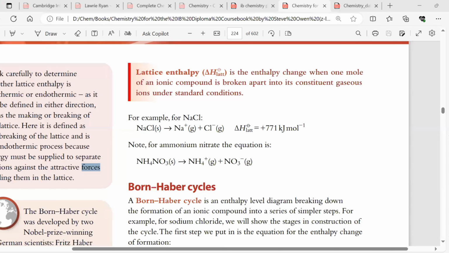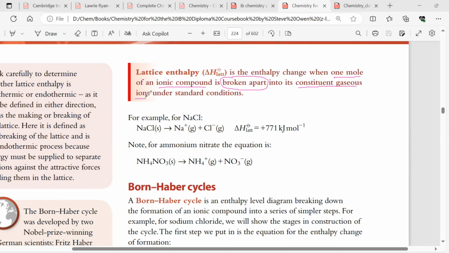Now, we are doing chapter number 5 HL, the lattice enthalpy and the solution enthalpy. What are the factors affecting it? What do you mean by lattice enthalpy? Lattice enthalpy is the enthalpy change when 1 mole of the ionic solid is broken apart into its constituent gaseous ions, right? So this is very crucial for us to understand.